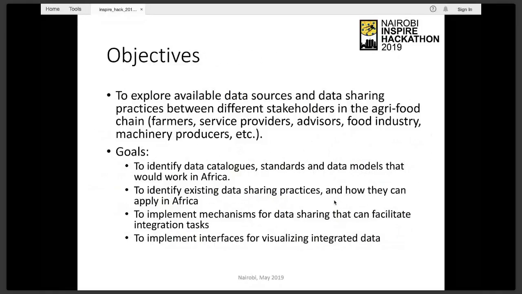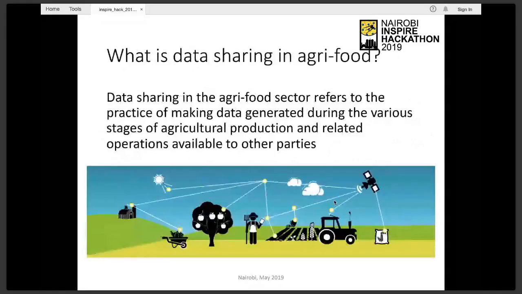So what is data sharing? Basically, data sharing refers to the practice of making the data generated during the different stages of the agricultural production available to other parties. Particularly in digital farming, there is a lot of data being generated by many different partners in the agri-food chain. So the idea is how we can make this data available.